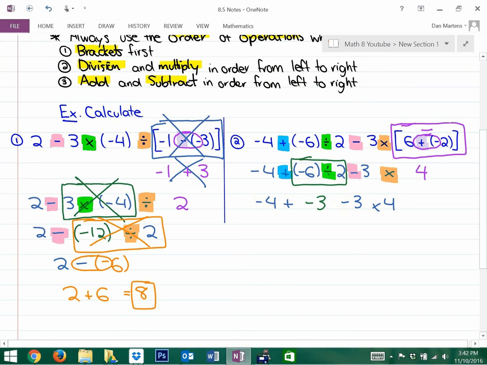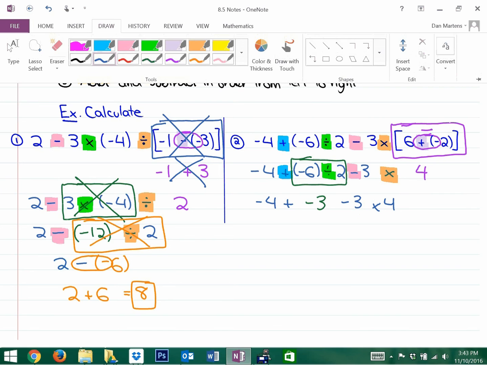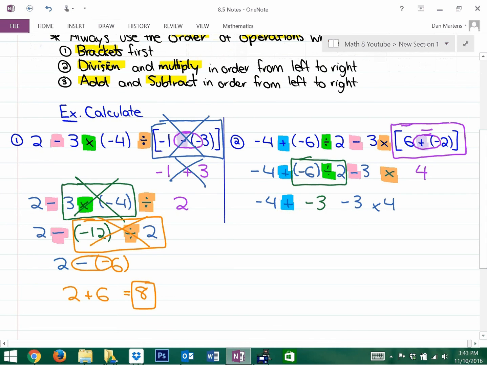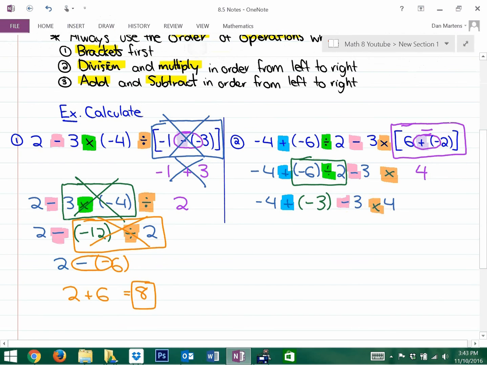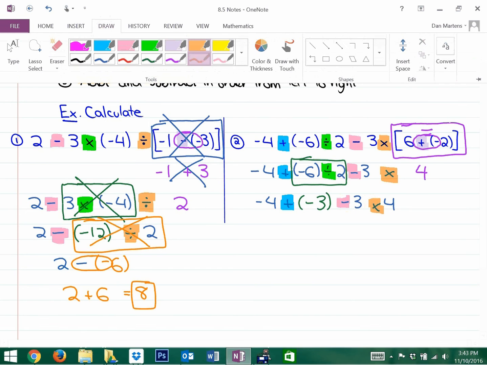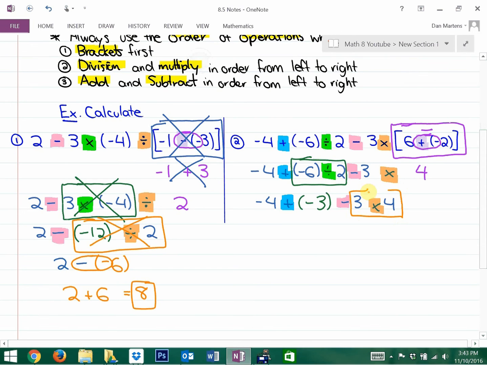So in this case, our next operation is going to be, well, you can ask yourself, is it going to be the adding? Okay, and we can put the negative inside brackets here. Is it going to be the subtracting, or is it going to be the multiplying? And as you know, in this case, it's going to be the multiplying. So 3 times 4 is 12. Okay, let's rewrite the rest of the problem. We're still working through this. This is negative 4 plus negative 3 minus 12.